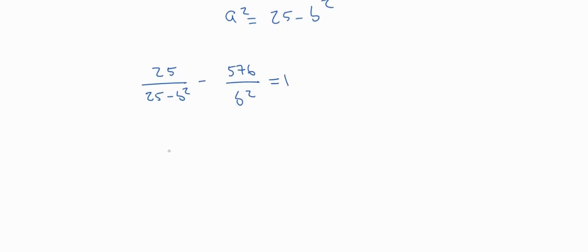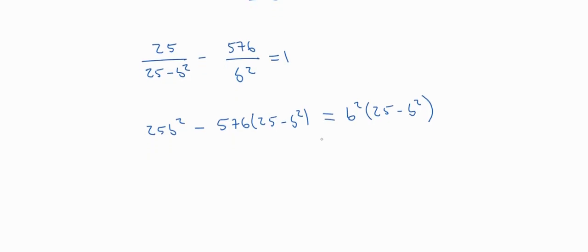And so if I do that, this becomes, let's see here, 25b squared minus 576 times (25 minus b squared) equals b squared times (25 minus b squared). And that right there is that common denominator I just multiplied both the left and right hand side by. And that's why we can see when I multiplied it by this first term here, the 25 minus b squared canceled out, and I was just left with the b squared on the top. And in the second term, the b squared canceled out with that denominator, and then I was left with the 25 minus b squared on top here. Okay, so let's continue on here.